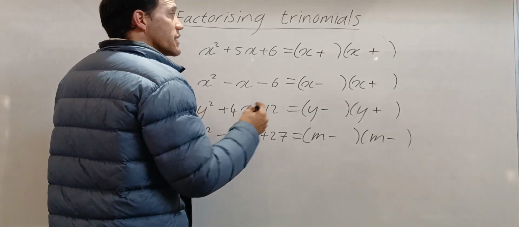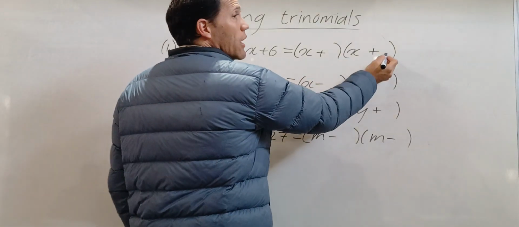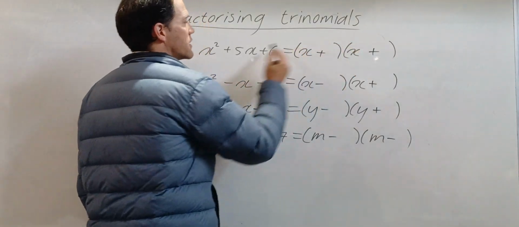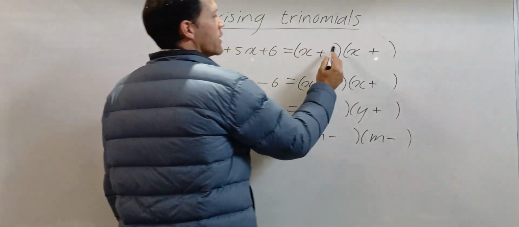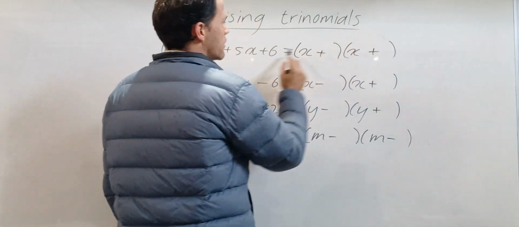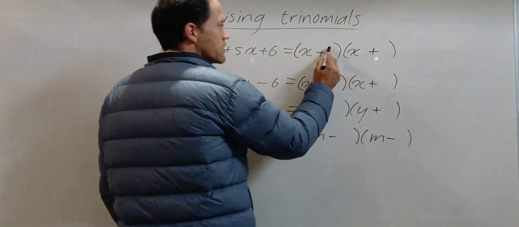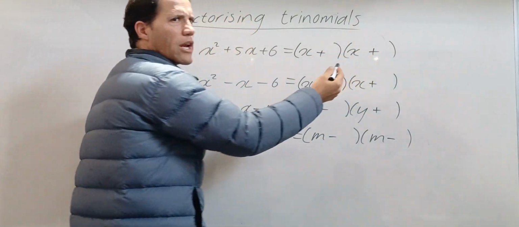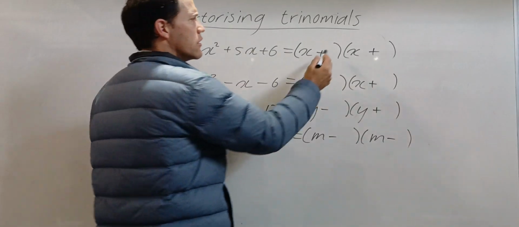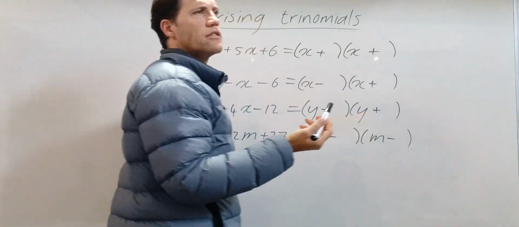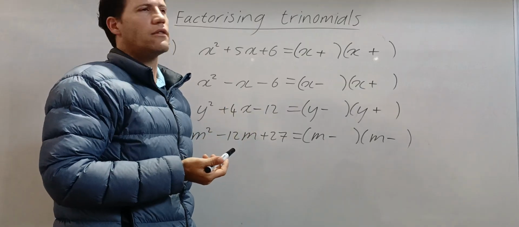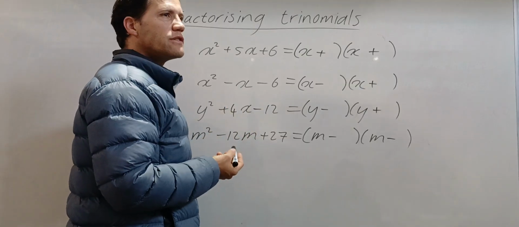Now you should ask yourself, what can I put in here? 6 times 1 gives you 6. Because remember, x times x gives you x to the power 2. And then this one times this one gives you this one over here. So 6 times 1 gives you 6. But now what about 3 times 2? 3 times 2 also gives you 6. So which one do we use? 6 times 1 or 3 times 2? 3 times 2. Yes, we're going to use 3 times 2.